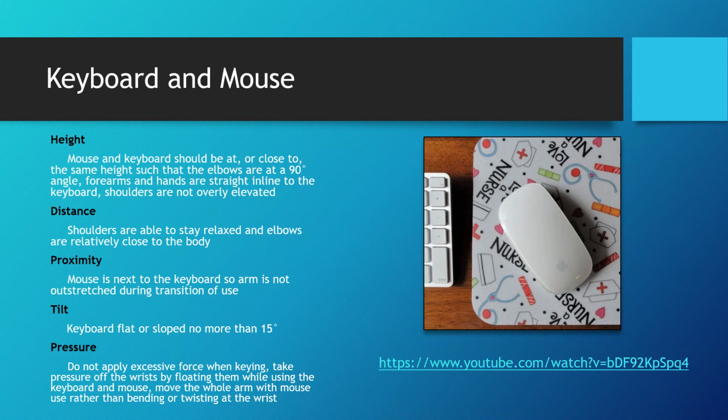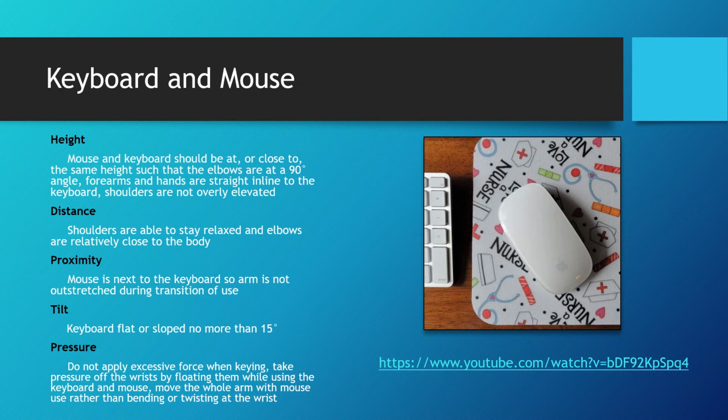The keyboard and mouse should be at a distance that allows the shoulders to stay relaxed and the elbows to remain relatively close to the body. Aside from being on the same level, the mouse should be within relatively close proximity to the keyboard so the arm is not outstretched during transition of use. There may be a tilt in the keyboard, but it should generally be flat or slope no more than 15 degrees. When keying, use caution not to apply excessive force, and take the pressure off of the wrists by keeping them floating while using the keyboard and the mouse.